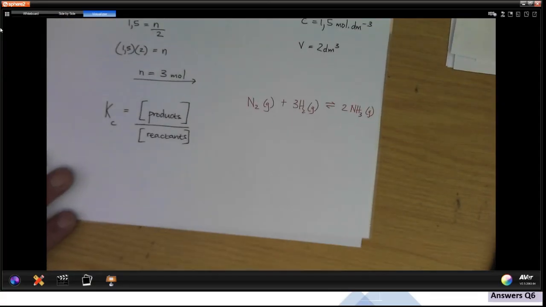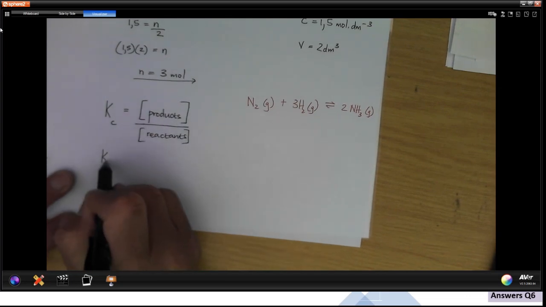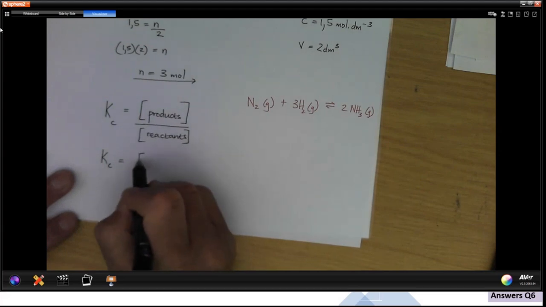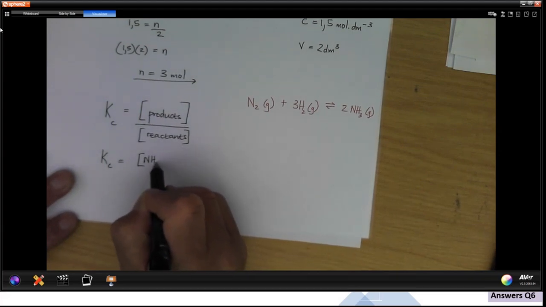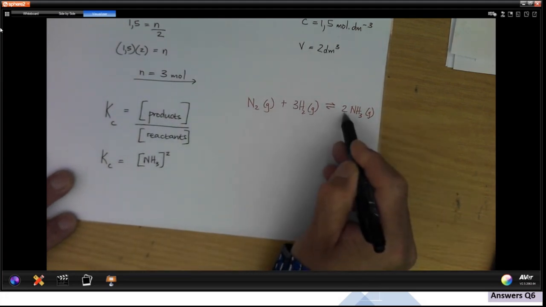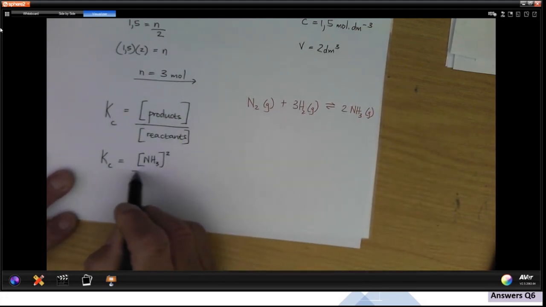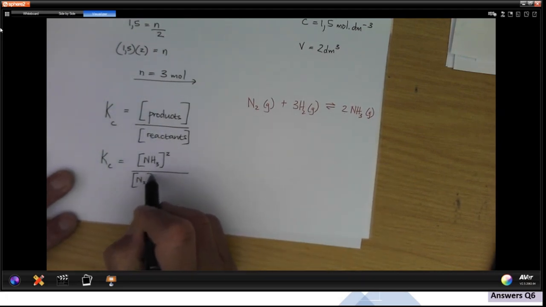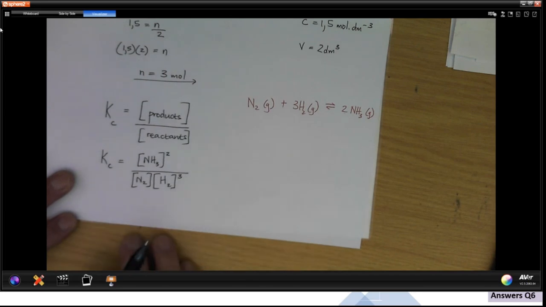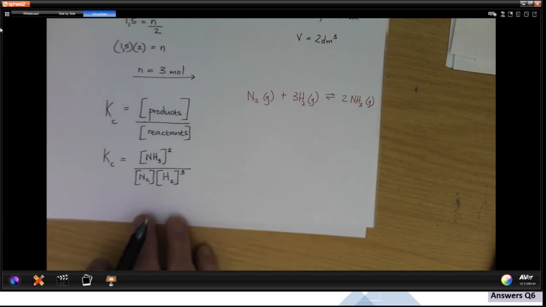If we have to further populate this, our Kc here, based on this formula, the product, we're going to have the concentration of ammonia, and then we must square that, because that's 2 moles there. So that's the square there, divided by your nitrogen, N2. There's only 1 mole of that. And there's your hydrogen gas, and there's your cube there. So there we have an expression for our Kc calculation.